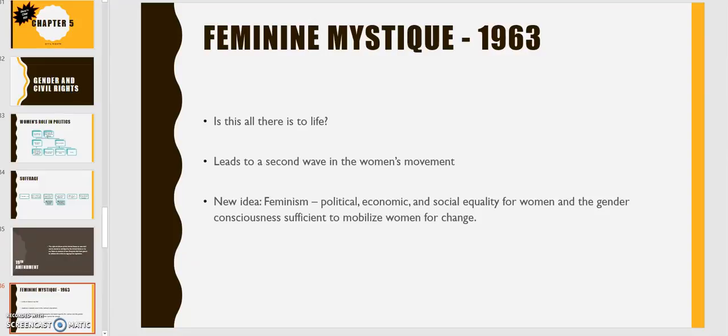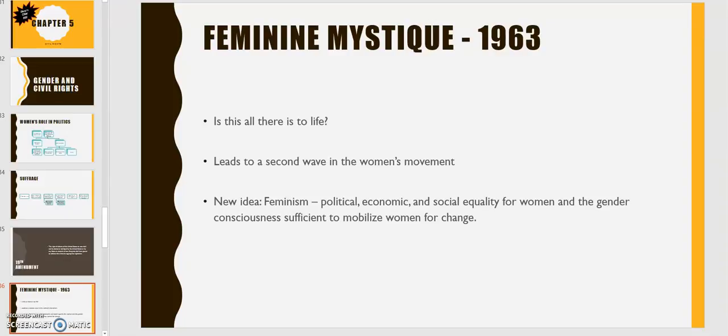All right, in 1963, we get The Feminine Mystique. So this is going back in time with the 1910s and 1920s for suffrage. We're going to skip ahead to 1963 because now we've got the right to vote, and there's like 3 or 4 women in office, but we're asking ourselves, or women are supposed to be asking themselves, is this all there is to life?